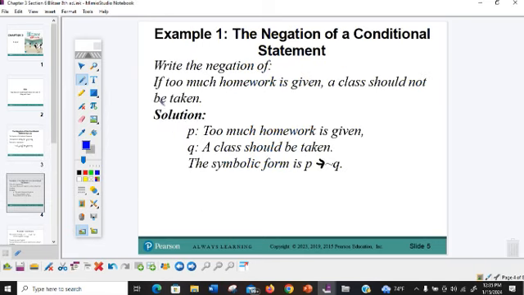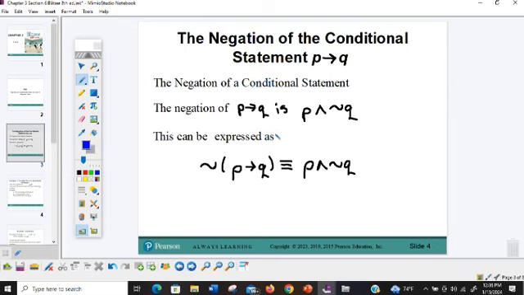Write the negation of: if too much homework is given, there's understood, there's a then there, then a class should not be taken. Okay, so we're going to let P be too much homework is given. Q is going to be a class should be taken. Now, since they said not, we put not Q. So this stands for if P, then not Q. Now, remember when we do the negation of that, we do P and we do the opposite of Q.